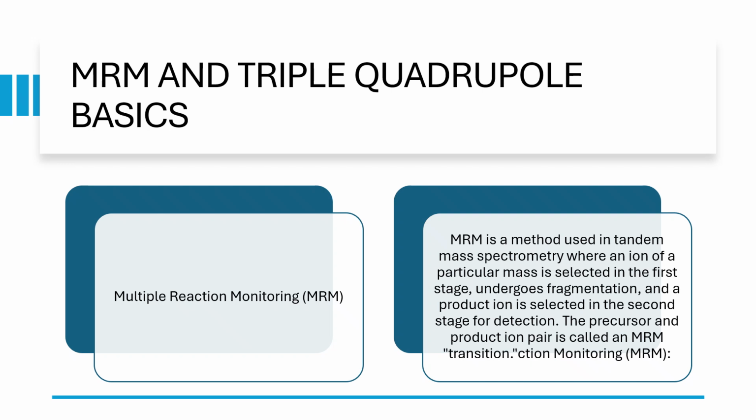So let's talk about multiple reaction monitoring and triple quadrupole. Multiple reaction monitoring, also called MRM, is a method used in tandem mass spectrometry where an ion of a particular mass is selected in the first stage. Then that particular mass undergoes fragmentation and a product ion is selected in the second stage for detection. So the precursor and product ion pair is called an MRM transition.